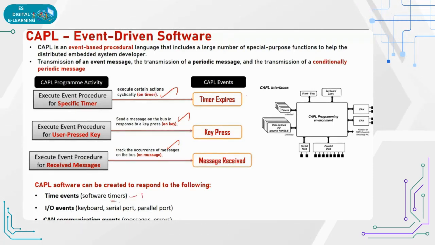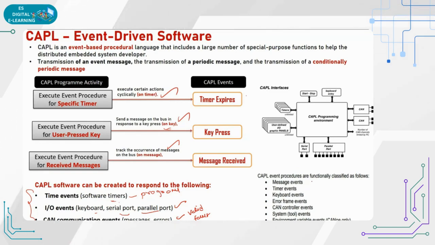So within the programming, we are making it. The IO events are the keyboard, the on key event. So that is the keyboards or the serial ports or the parallel ports, related IO things, inputs and outputs. On message: if the message is valid or invalid, or an error or any fault is triggered, that becomes a part of the on message. So these are the CAPL events. Based upon this only, we are able to interact with the ECU.